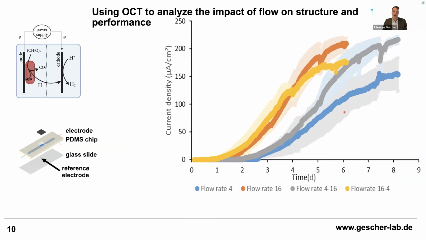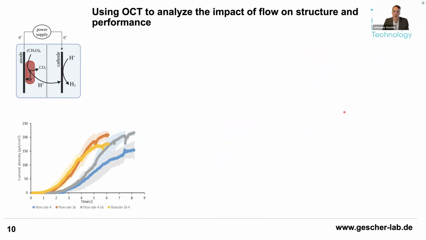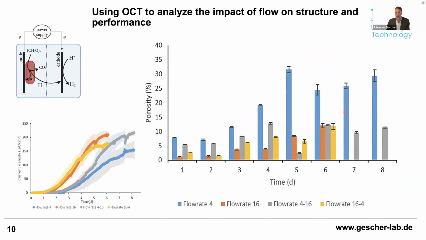And if we then analyze with optical coherence tomography how this biofilm looks like, what we see is that all the biofilms that operate well in this system have one thing in common, and this is low porosity. And this is what you see here. All the biofilms that operate best have a low porosity compared to the biofilm that was operated with 4 milliliters per minute over the whole time course of the experiment.